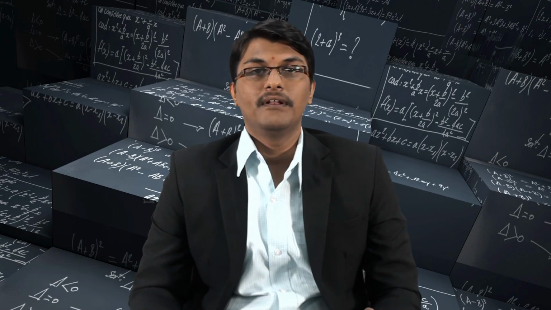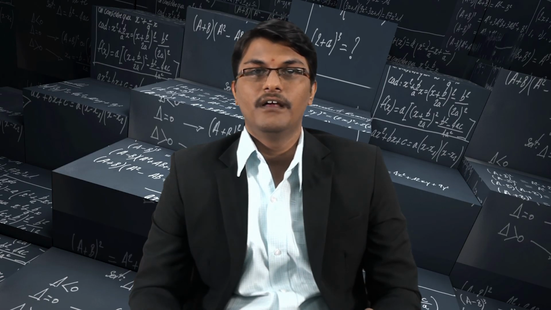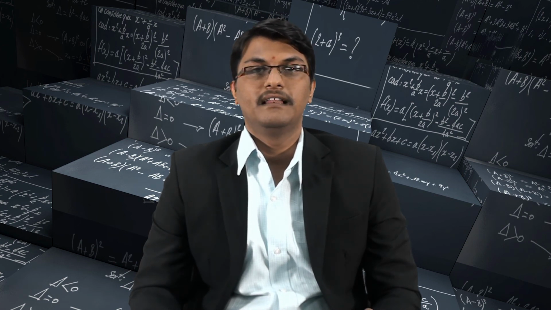Therefore, for a polygon with n sides, we generalize the pattern that the angle sum in a convex n-gon is n minus 2 into 180 degree. So we now know the angle sum property of polygons. Let us end this session by recollecting what all we learnt today.